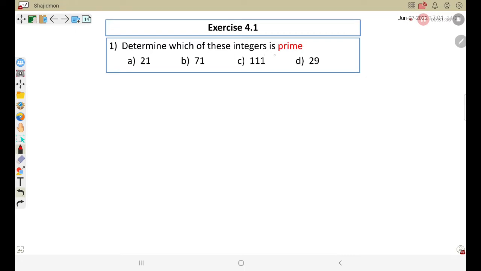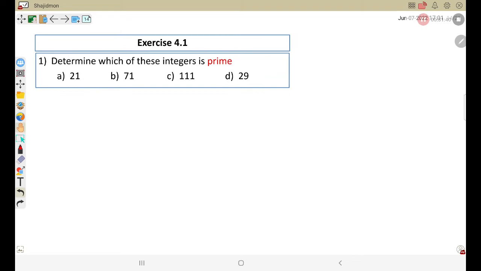Determine which of these integers is prime number. Okay, first number is part A, 21. So what do we need to check? Determine which of the integers are prime or composite, that is the question.